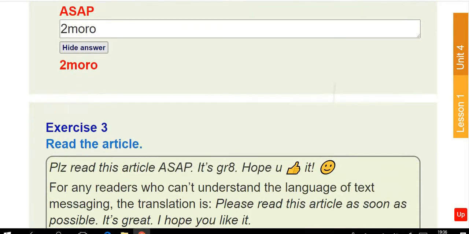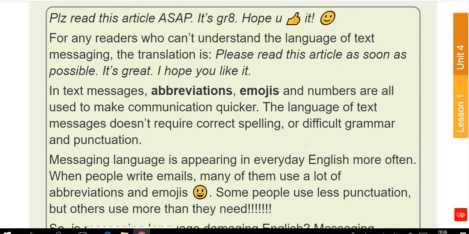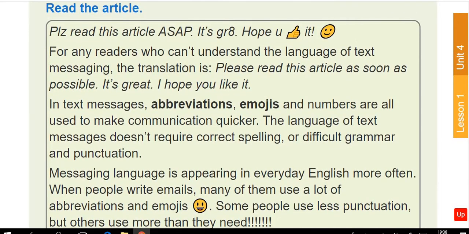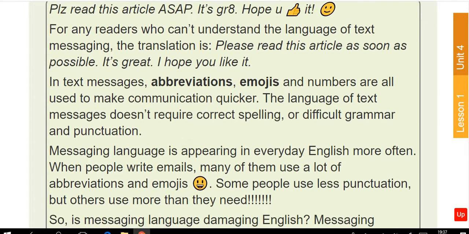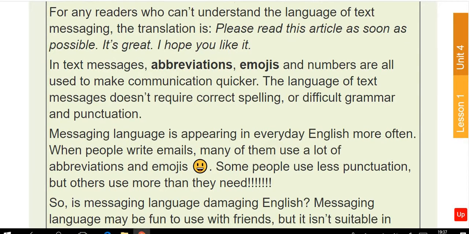Yes, excellent. Okay, now we are going to read the article and try to answer the questions below. Please read this article as soon as possible. It's great. Hope you like it. Okay. For any readers who can't understand the language of text messenger, the translation is please read this article as soon as possible. It's great. I hope you like it.